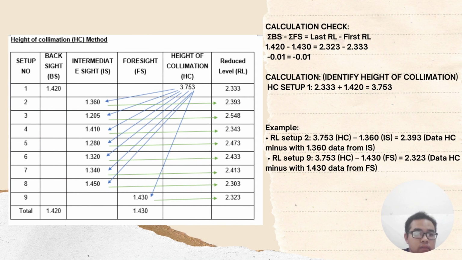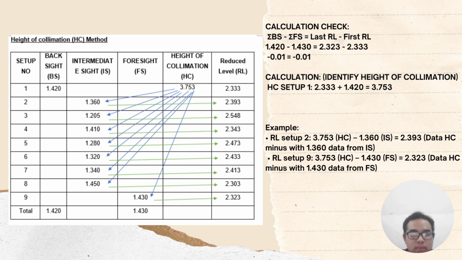For the height of collimation method, we'll calculate the height of collimation by using the first BM, 2.333 meters as starting point. The formula of height of collimation is the reduced level plus BS. We are getting the first data of the height of collimation, then we deduct the intermediate sight, which is IS, or the foresight.